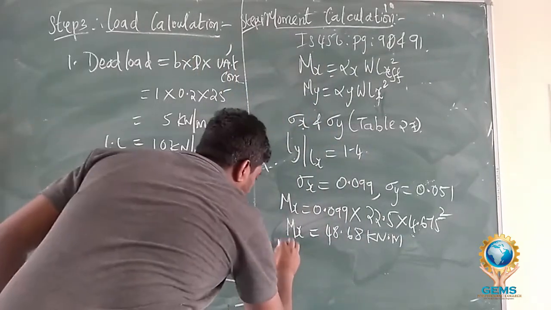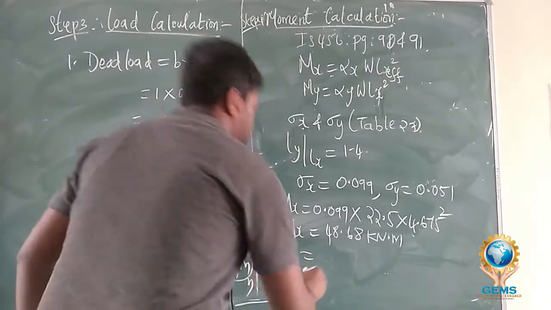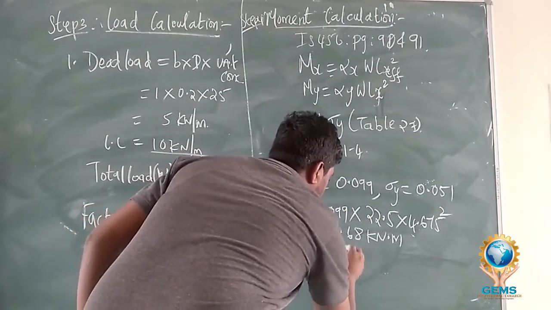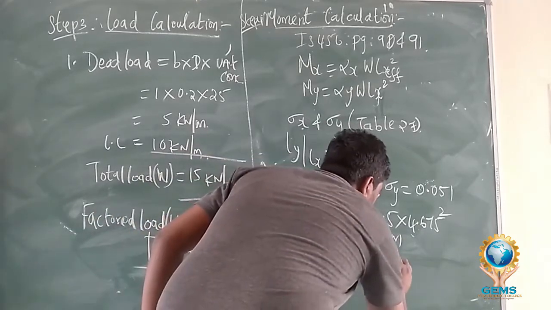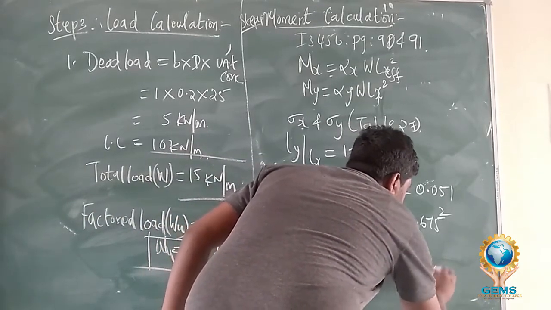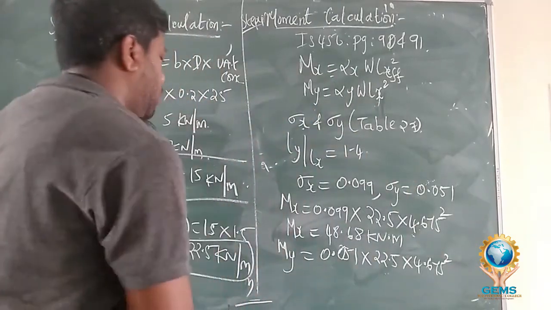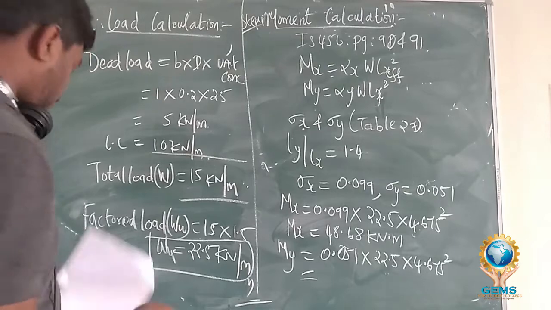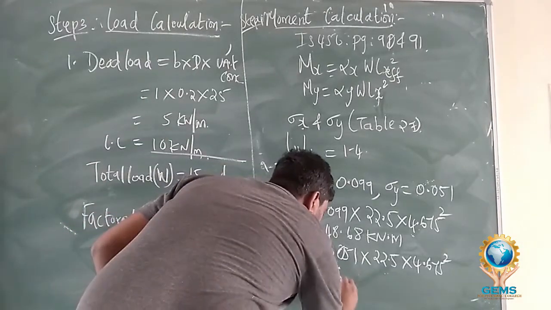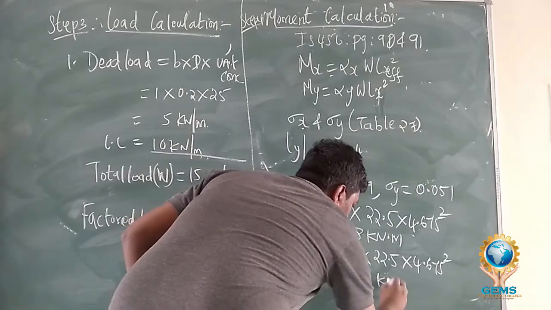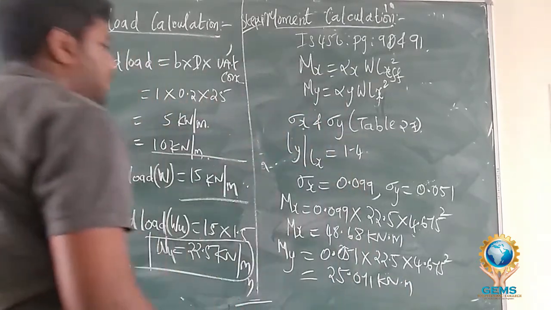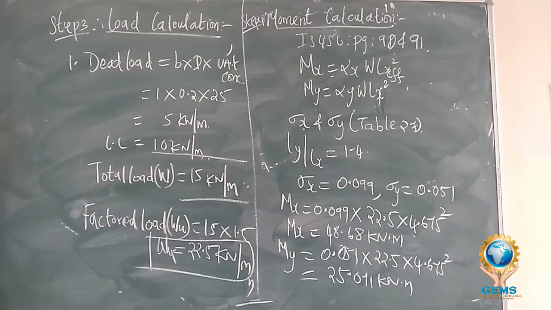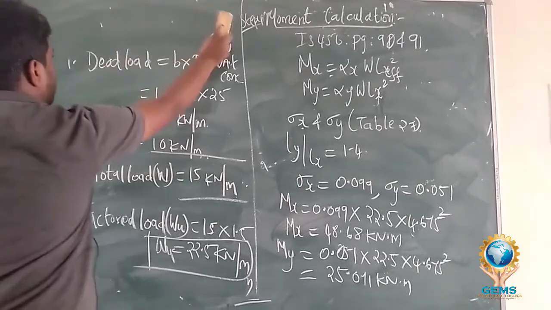Then My is equal to 0.051 into 22.5 into 4.675 the whole square. So My value is 25.071 kilonewton meter. So your moment in x direction is 48.68 kilonewton meter and moment in y direction is 25.071 kilonewton meter. Your step number 5 is depth calculation. Check for depth.